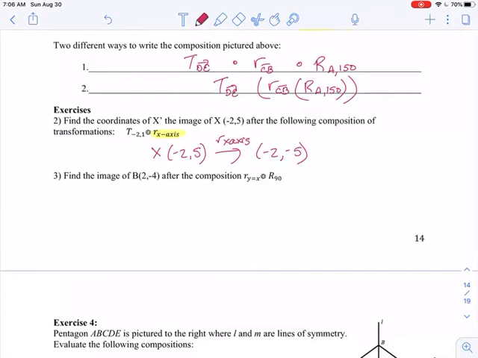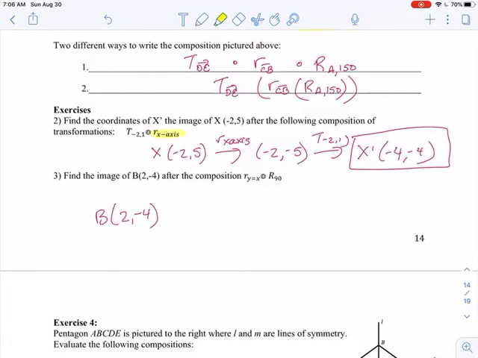Now I'm going to take that and do the second transformation, and that is a translation. So the second thing is a translation of negative 2, 1. So I'm going to add negative 2 to negative 2, and that's going to give me negative 4. And then I'm going to add 1. Negative 5 plus 1 is negative 4. And this is my final answer, so that's why I called it x prime. All right, so how about you guys try 3? You can pause the video and try it.